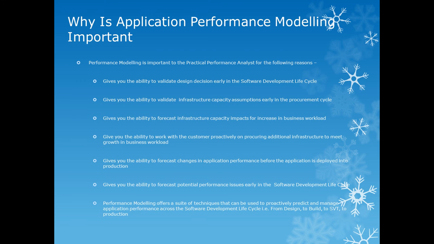Performance modeling gives you the ability to validate infrastructure capacity assumptions early in the procurement cycle. Performance modeling gives you the ability to forecast infrastructure capacity impacts for increase in business workload. Now let's just focus on these initial three points. We've said performance modeling gives you the ability to validate design decisions early in the software development cycle.